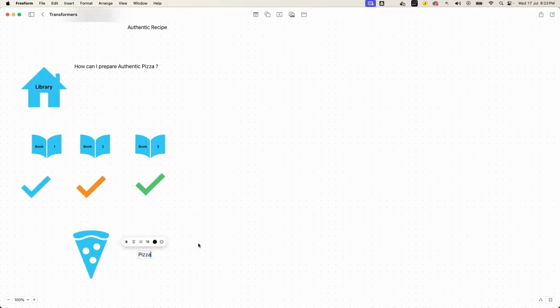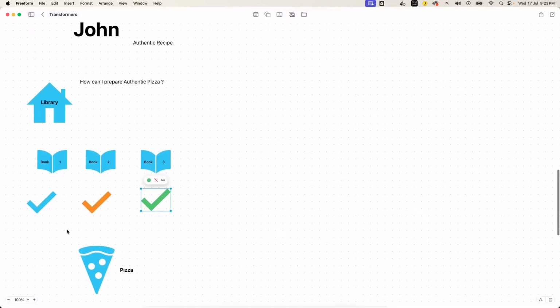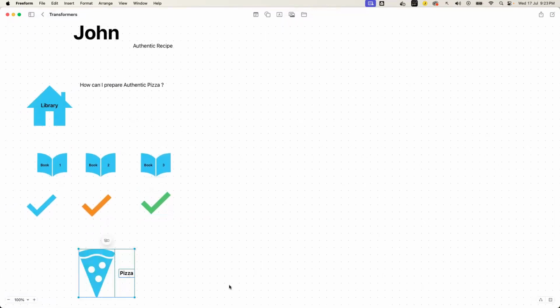Someone told him that there's an old library where you can get a recipe book that will teach you how to prepare an authentic pizza. With that question in mind, he went to that library. Then he checked out the various books available, and shortlisted the books which are relevant to him. From each book he extracted some information, and finally he combined all the knowledge and prepared the pizza.